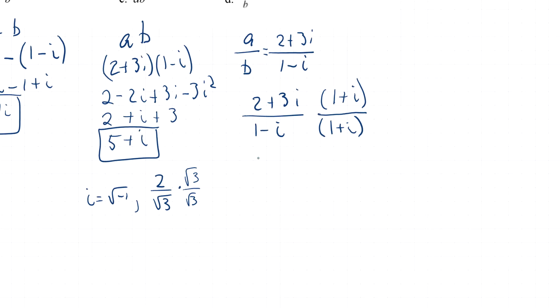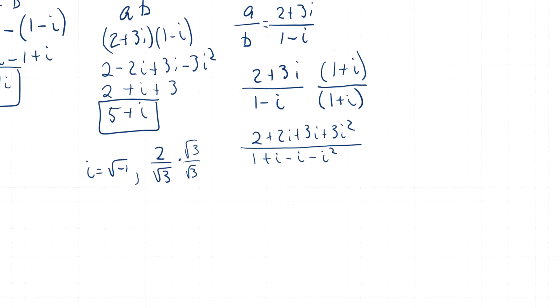So then we're just multiplying. So 2 times 1 is 2. 2 times i is 2i. 3i times 1 is plus 3i. And then 3i times i is plus 3i squared. And then this is going to be 1 times 1, which is 1, plus i minus i. And then negative i times positive i is negative i squared. And so simplifying this a little more, we know the 2i and the 3i is going to become 5i. And then 3i squared is negative 3. And so this is going to be minus 1.